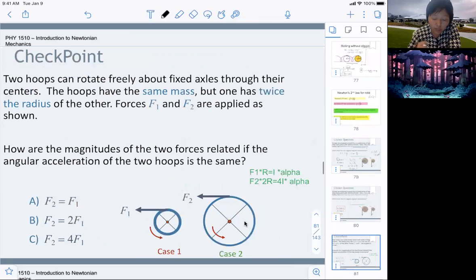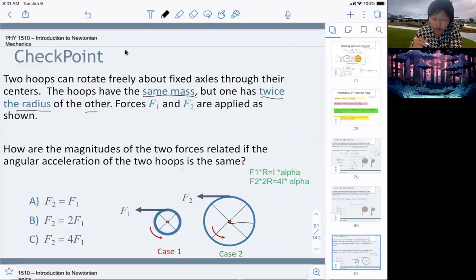All right. So that is very similar to a checkpoint question you have already done. This one, we are looking at the forces acting on two wheels. The two forces, we don't know which one is bigger. That's what we are trying to figure out. What we know about these two hoops, or the wheels, is they have the same mass. One has twice the radius of the other. So this one is bigger, this one has twice the radius.